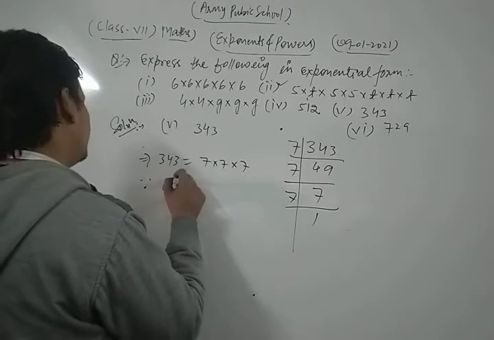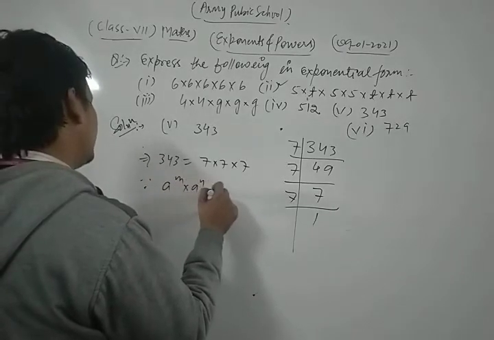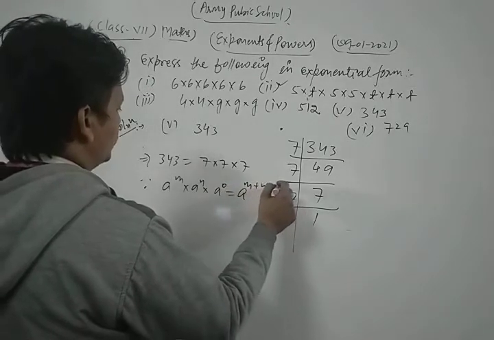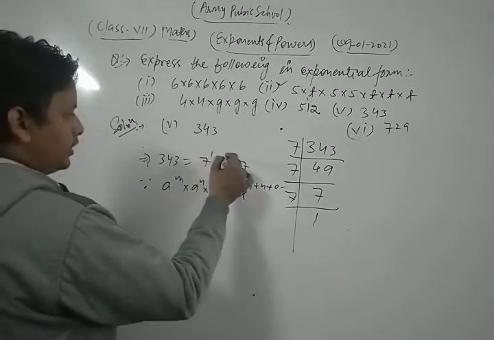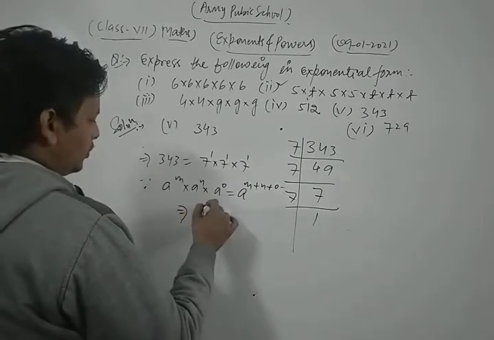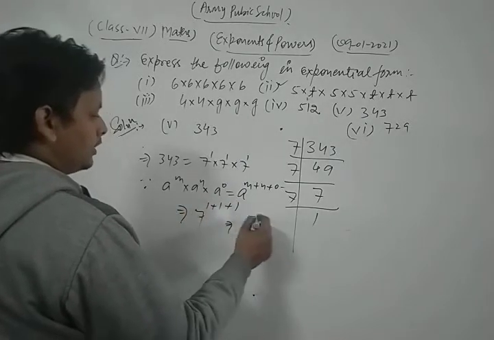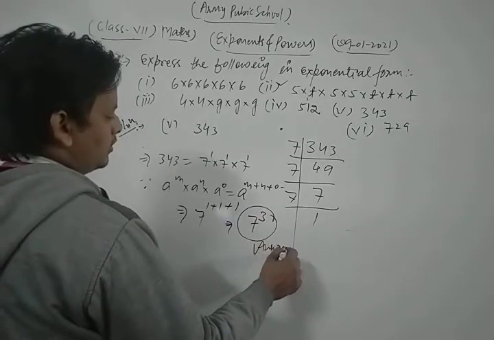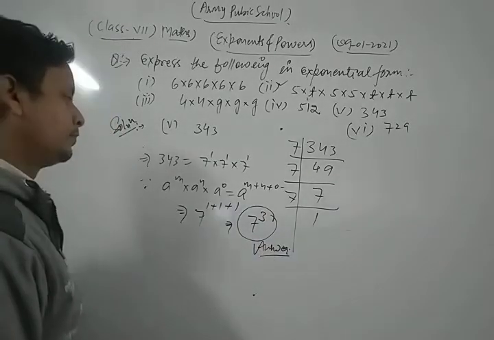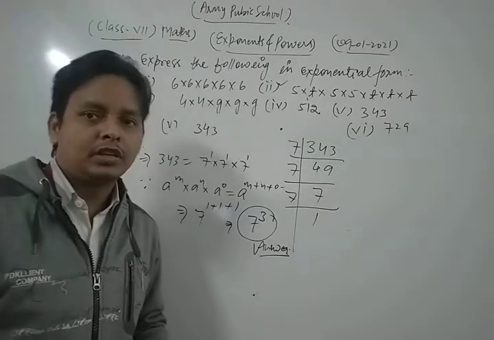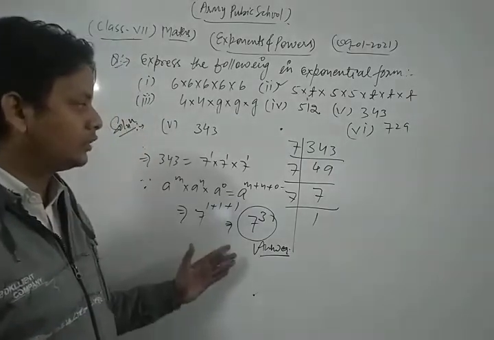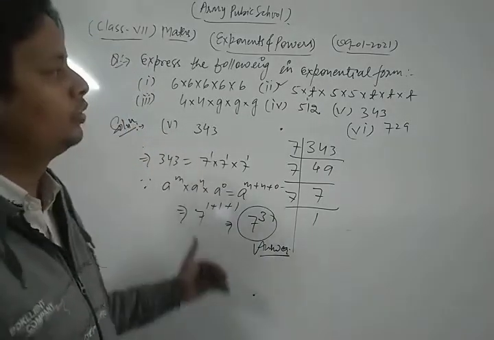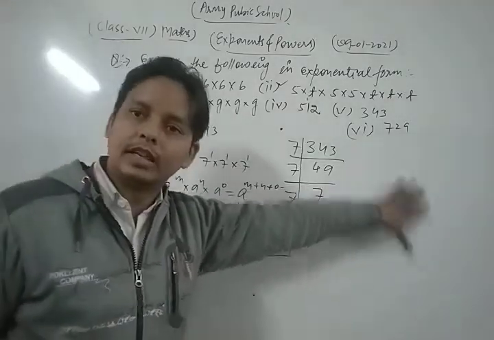Since we know that a power m into a power n into a power o, we can write a power m plus n plus o and so on. Now here the powers are 1, 1, 1, so we can write 7 to the power 1 plus 1 plus 1, that is 7 to the power 3. This is our required solution of the given question. Okay, so this is the method to represent any given number in its exponential form. Now similarly we take and solve the last part of this question.